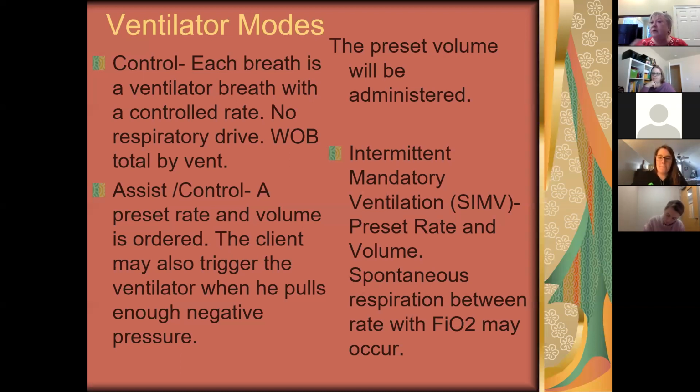So they simply say, okay, how much does this person weigh? Or what do we think they weigh? Or if you're in today's society, how much do the beds say they weigh? And then we can say, okay, 10 to 15 mLs per kilogram, we should give them this type of tidal volume. So those are the 3 things. There are other things we can dial in, but those are the 3 things that the mode involves.